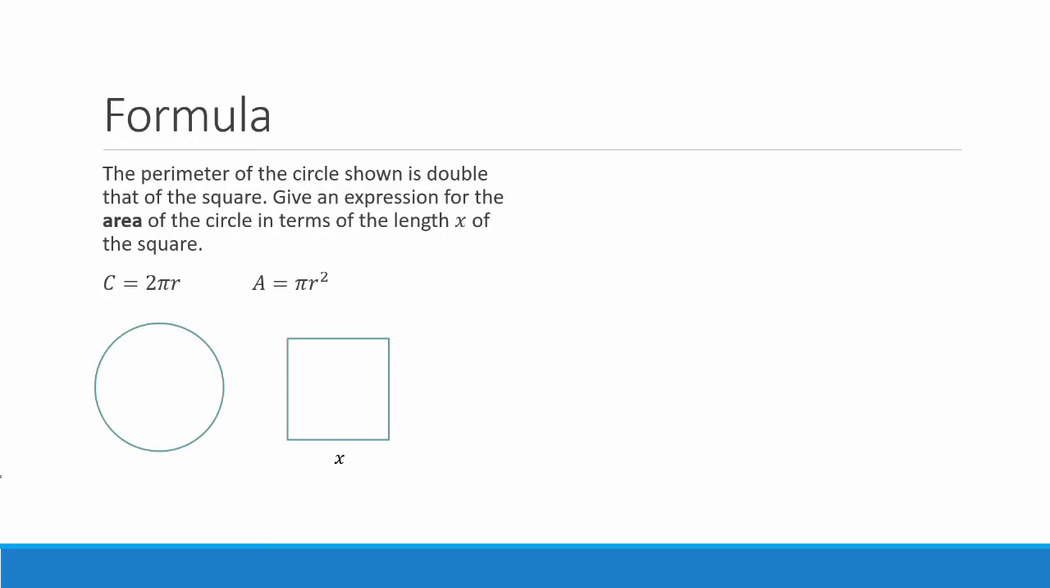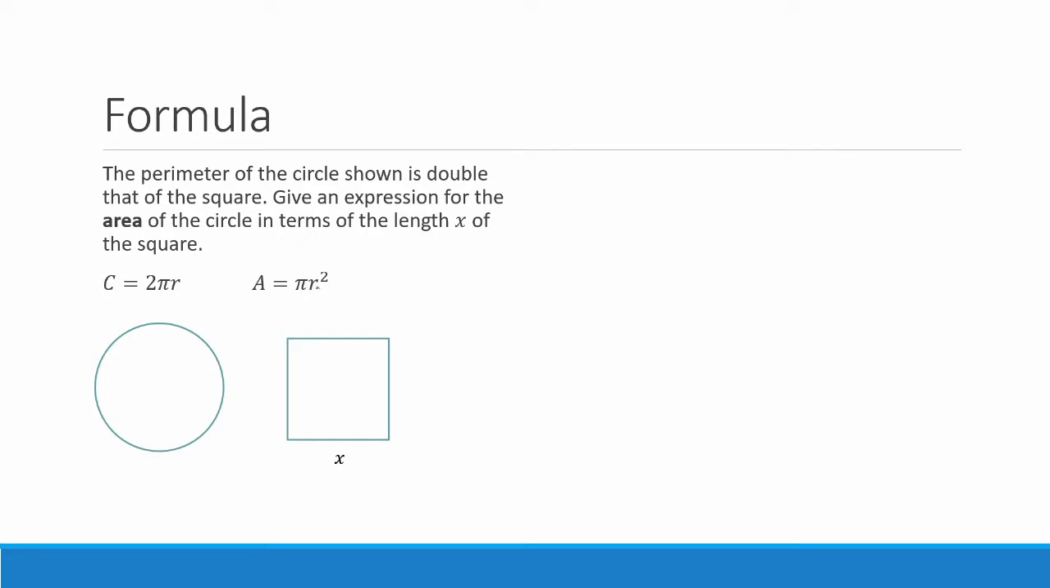Hi guys, in this example we have a formula question. So we have the circumference of the circle is double that of the perimeter of the square. Give an expression for the area of the circle in terms of the length x of the square.